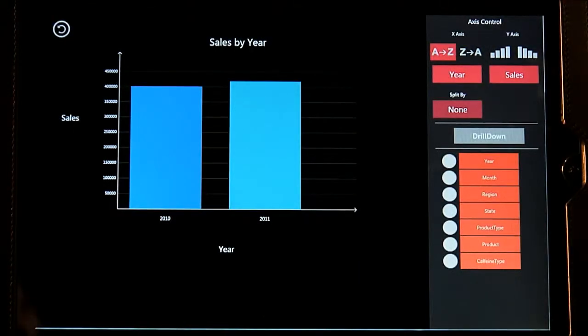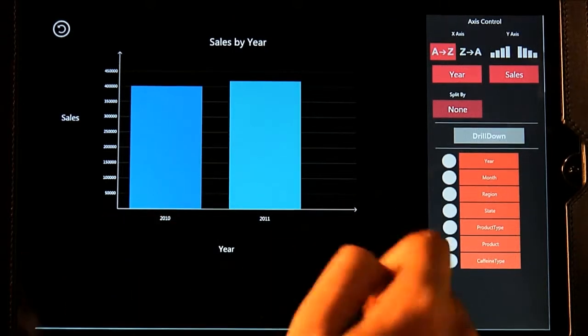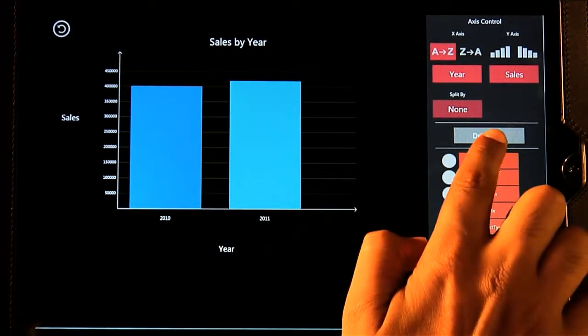Now let's look at the second interface. This interface has a control panel where all actions take place. Let's look at answering some of the same questions as we did before. We're trying to determine how much was made from the worst-selling product in the Western region in the year 2010. Let's open up the filters and filter out the year 2011.